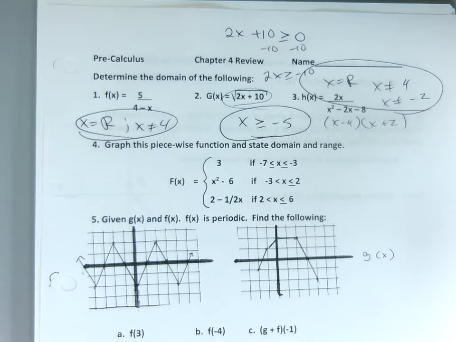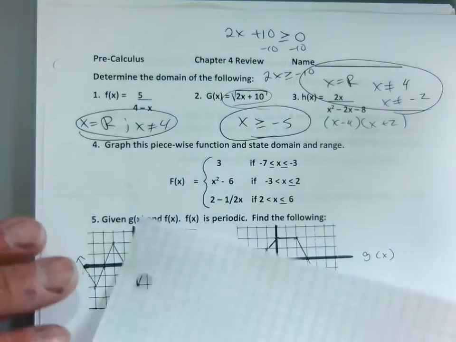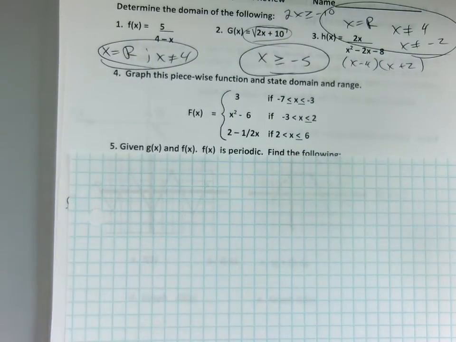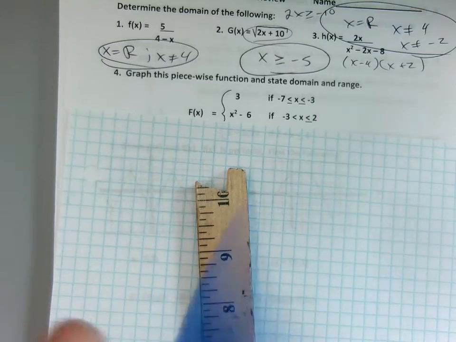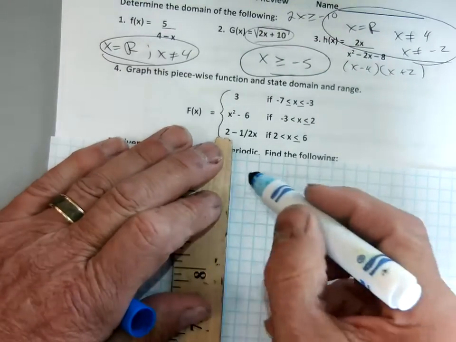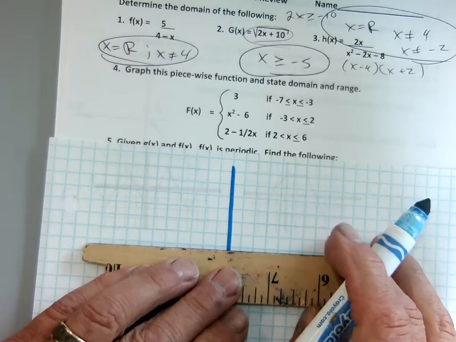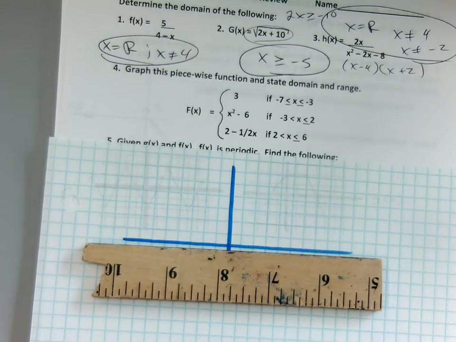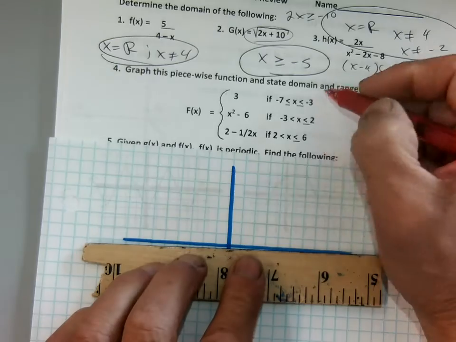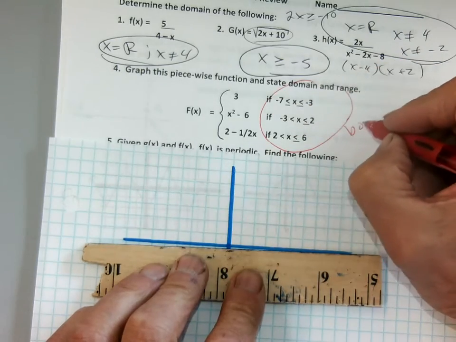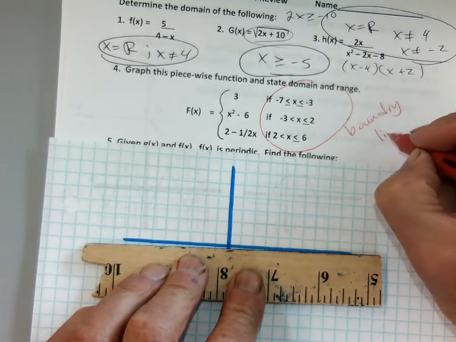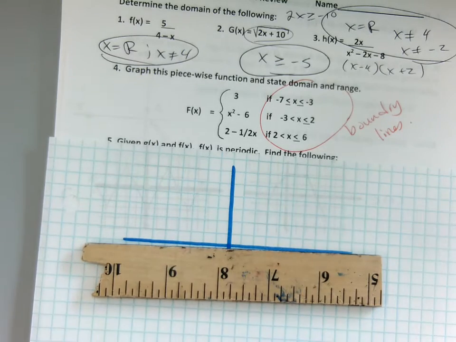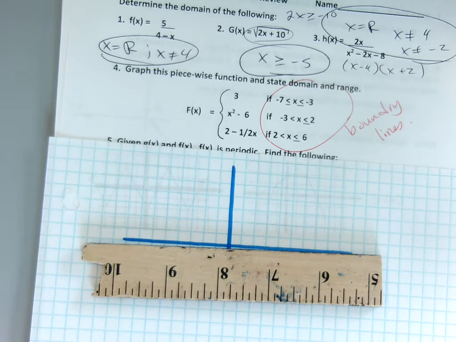So when I do piecewise graphs, I like to put in the boundary lines first. So I'm going to go ahead and put in my XY axis like that, and I need to put in the boundary lines first. These are my boundary lines. If I get going too fast, will you tell me to slow down, please? I have a habit of going too fast sometimes.